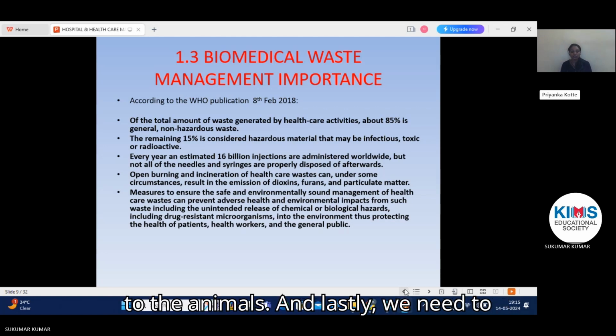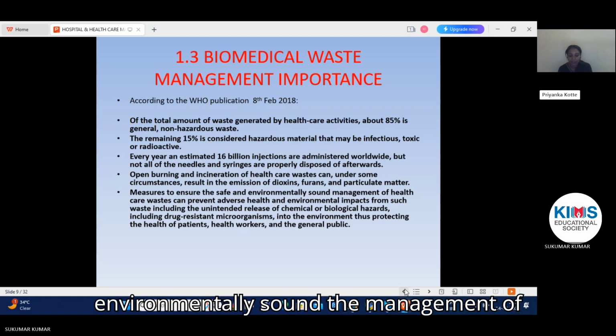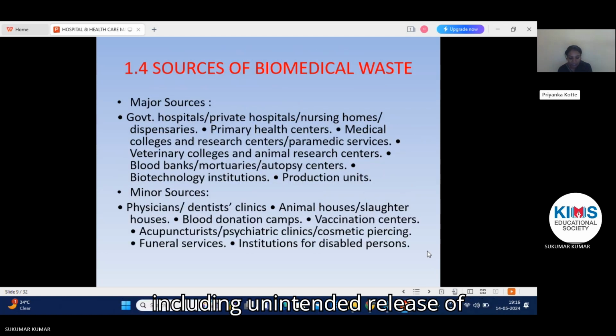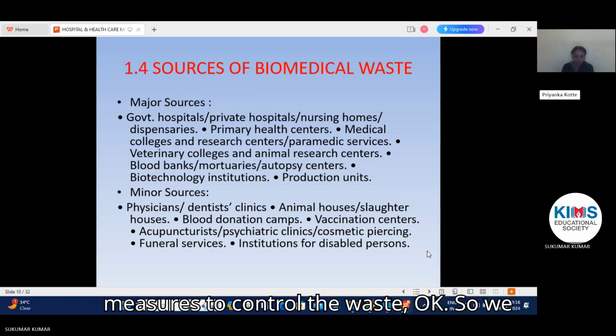And lastly, we need to see that the measures ensure safe and environmentally sound management of healthcare waste, which can prevent the adverse health and environmental impacts from such waste, including unintended release of chemicals and biological hazards, including drug-resistant microorganisms, into the environment, protecting the health of the patients, healthcare workers, and general public. This is very, very important. Lastly, we need to take the measures to control the waste.